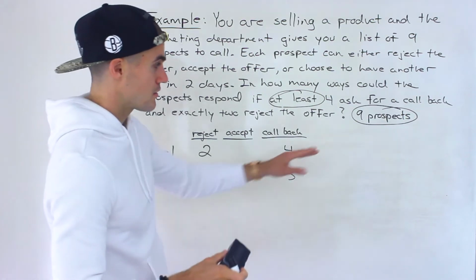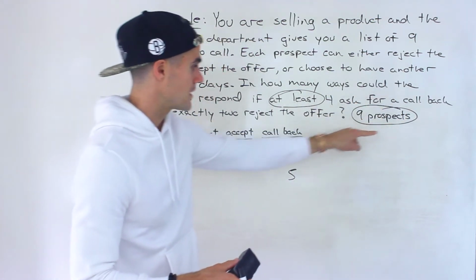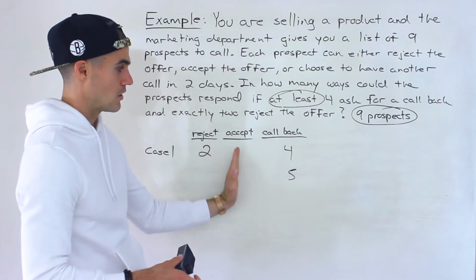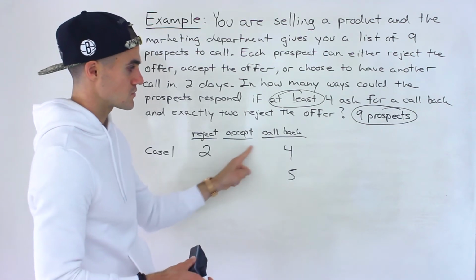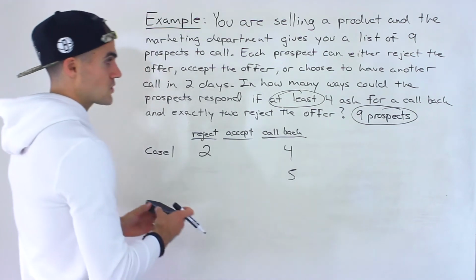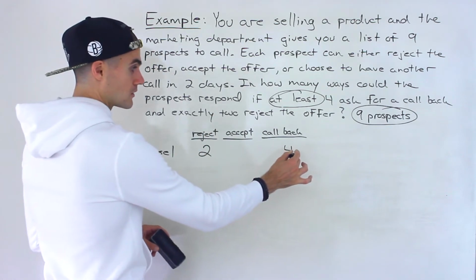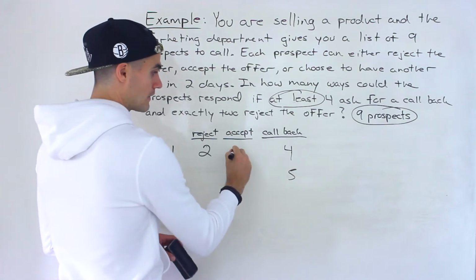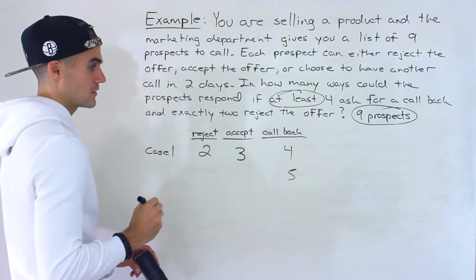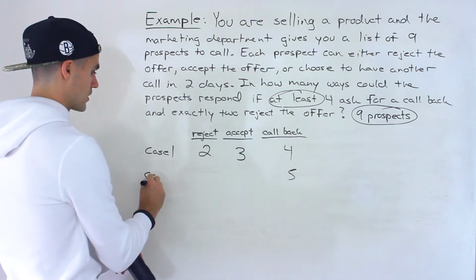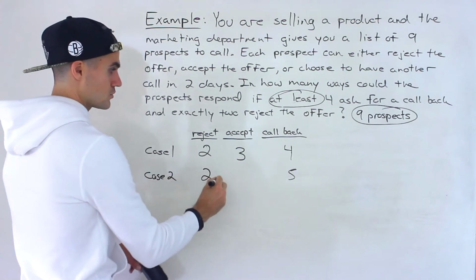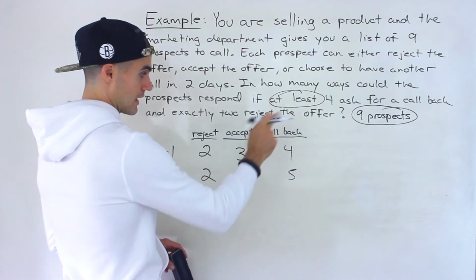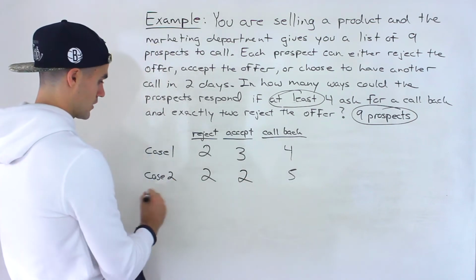And because there's a set total number of prospects, if this column is changing and this column is staying constant, that means that this column is simultaneously going to be changing with this one as well. Right? So at least 4 ask for a callback. Well, if the total is 9, notice 2 plus 4 is 6, so how many are remaining? That means 3 will accept the offer in this case. What about case 2? Well, 2, but now 5 will ask for a callback. 5 plus 2 is 7. 9 minus 7, 2 over here.